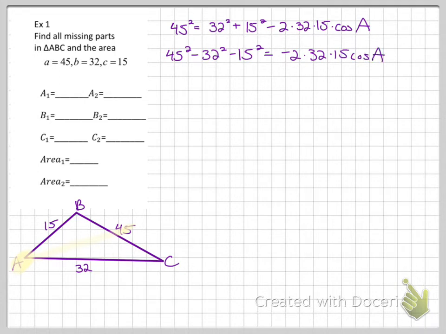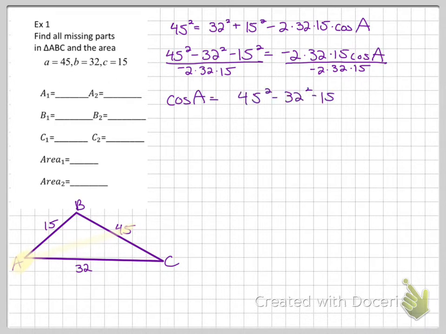I mean, you could do the 2 times the 15 times the 32 if you want to, but I don't recommend it. So now I'm trying to get cosine A alone, so I need to divide by all of that. I can divide by all of it at once. So on both sides, divide by negative 2 times 32 times 15. So I like to put my cosine A over here. Cosine A is going to equal whatever 45 squared minus 32 squared minus 15 squared divided by whatever negative 2 times 32 times 15 is.